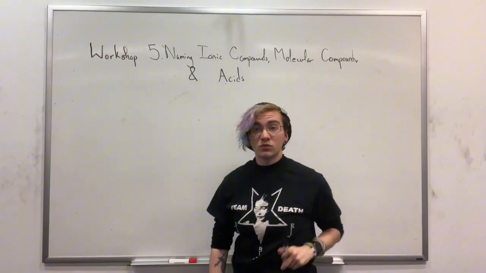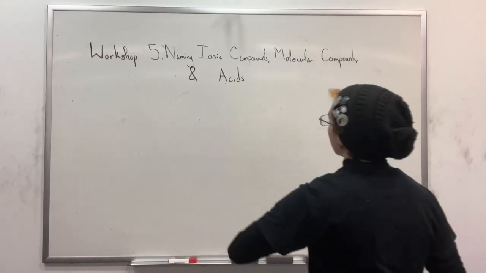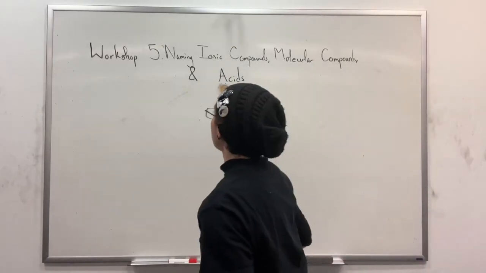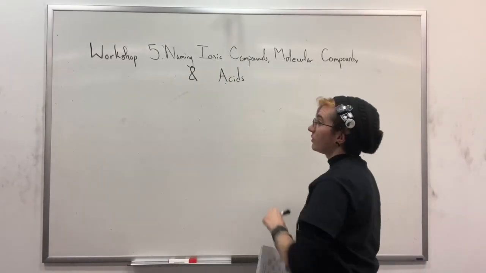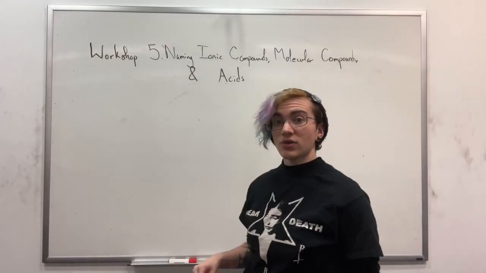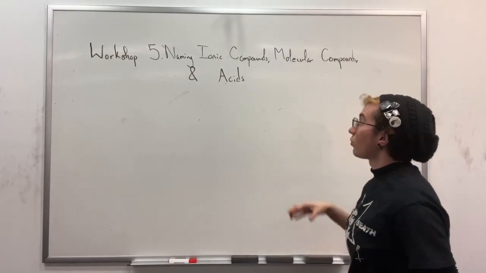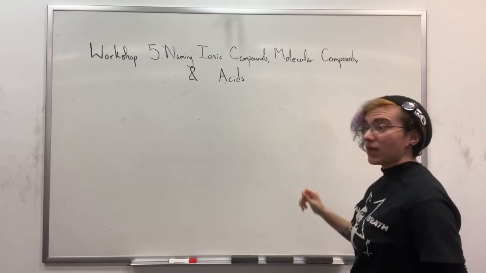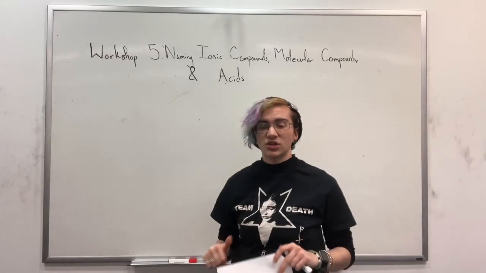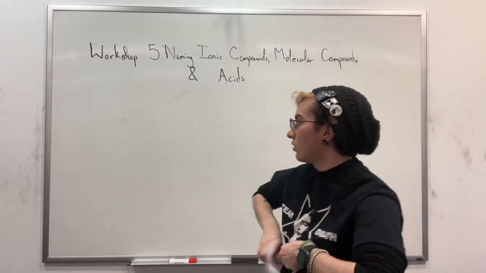Hello everyone, this is Workshop 5, naming ionic compounds, molecular compounds, and acids. Each of these types of compounds is comprised of different types of atoms, and because they have different compositions, we have different ways of naming them. We're going to go through how to name each separate type, break down all the steps, make it easier to digest, and then we'll go over a bunch of practice.